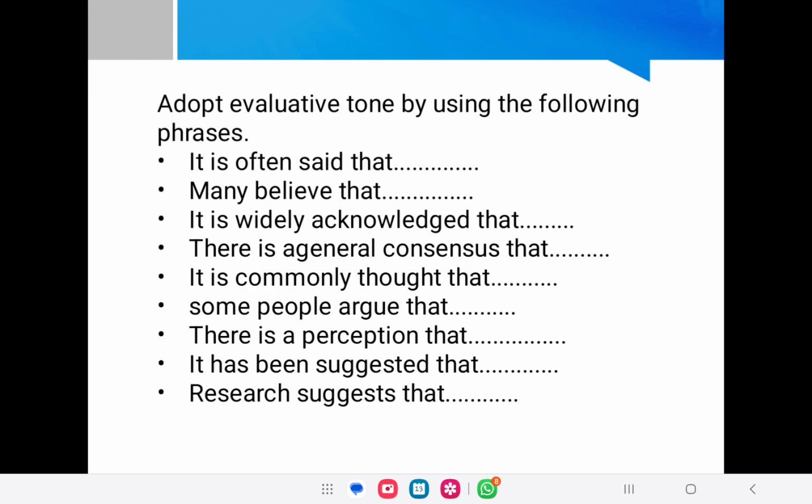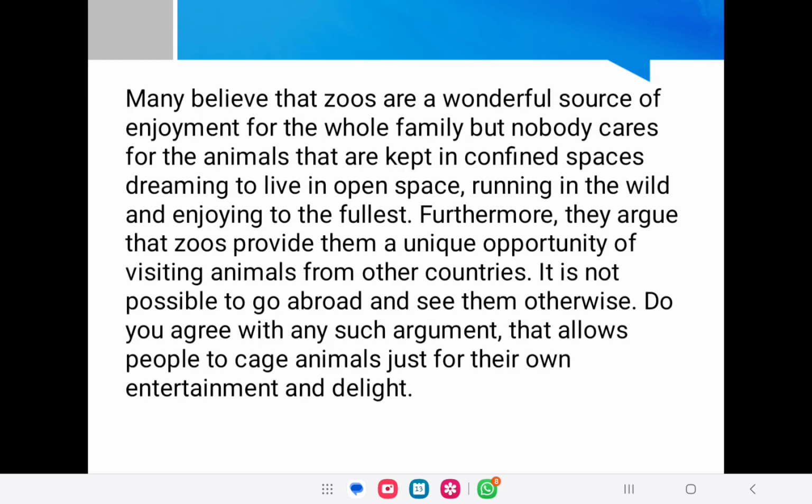So here are some useful phrases. You can use them in your evaluation. These are called evaluative phrases, or phrases that have an evaluative tone. It is often said that, then add the sentence. Many believe that. It is widely acknowledged that. There is a general consensus that. It is commonly thought that. Some people argue that. There is a perception that. It has been suggested that. Research suggests that.